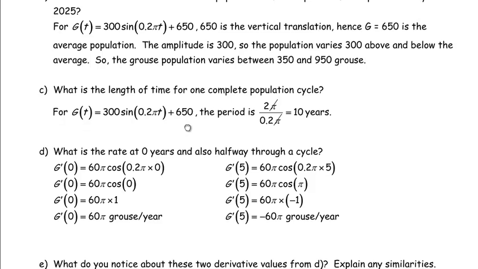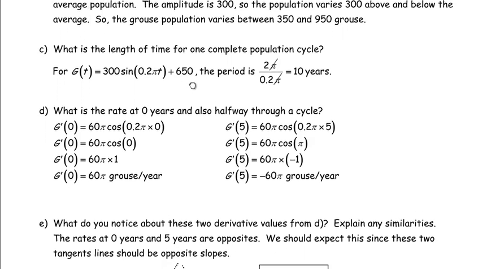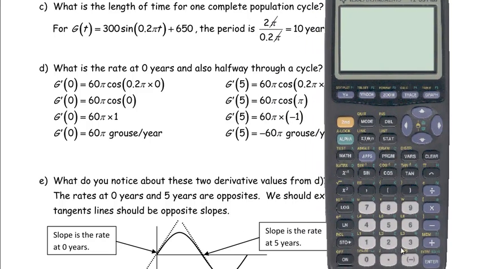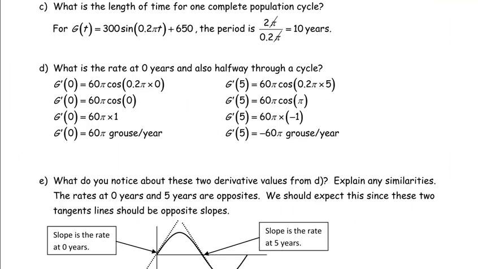C asks, what's the length of time for one complete population cycle? This value here we can use to find the time. The period would be 2 pi divided by this constant here. So 2 pi divided by 0.2 pi, the pi's divide out, and 2 divided by 0.2 gives you 10. So it's a 10-year cycle.